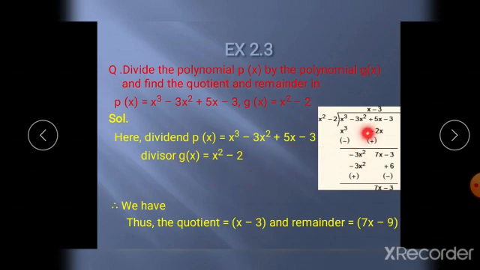So you know how to divide. First, step 1. The first term of the dividend is x cube, and here also x square. Divide x cube by x square, we get x. And this x multiplies with the whole divisor. So x into x square is x cube, and x into 2 is 2x, but here minus of plus is minus 2x. So now change the signs for these two: plus will become minus and minus will become plus.